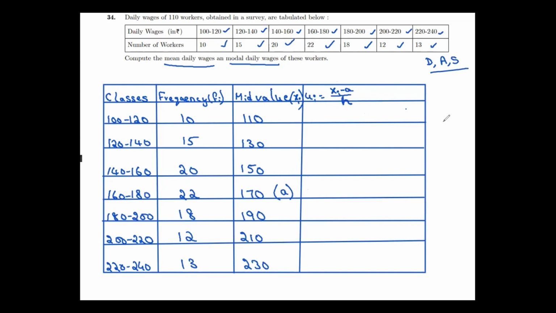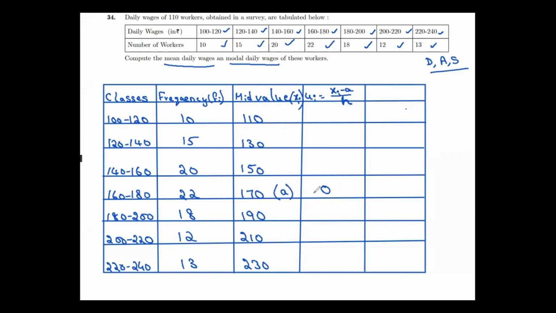It looks very difficult if you observe the formula of ui. But in fact, it's very easy. I'll tell you, just in seconds we can fill this column. So how can we proceed with that? Very simple. Which number did you take as assumed mean? 170. That corresponding ui value is 0.